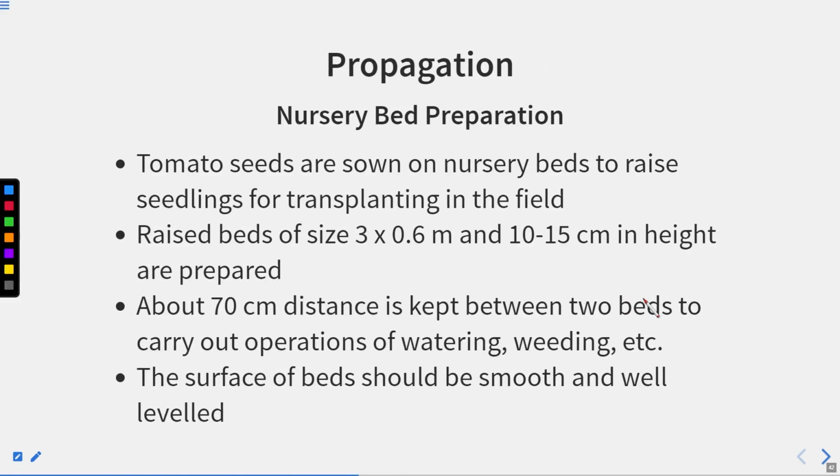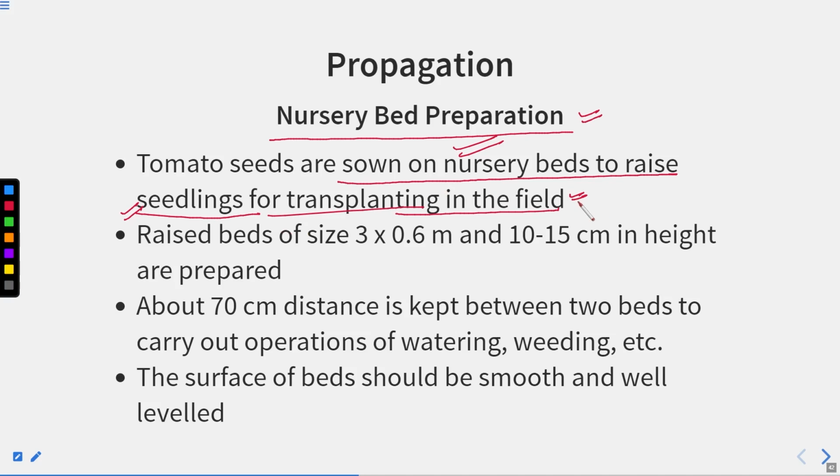Okay, after this, there is nursery bed preparation. Now, for the cultivation of the crop, you need proper seedlings, right? So the tomato seeds are sown on the nursery beds to raise seedlings for transplanting in the field. The best quality seeds are taken and sown in the nursery. From the nursery, you will have the seedlings that will be transplanted in the field.